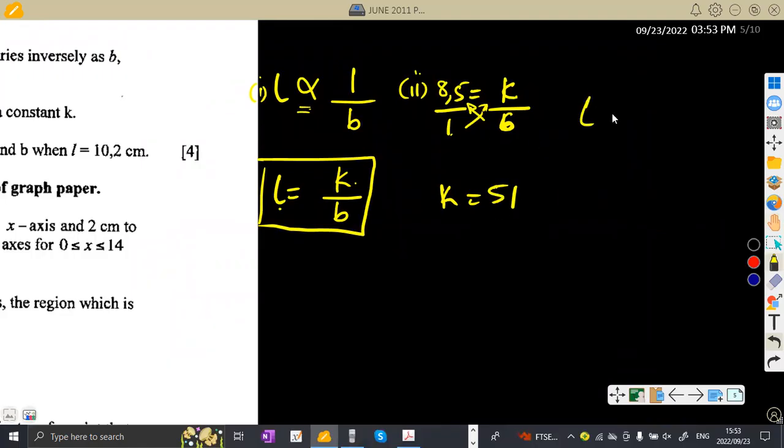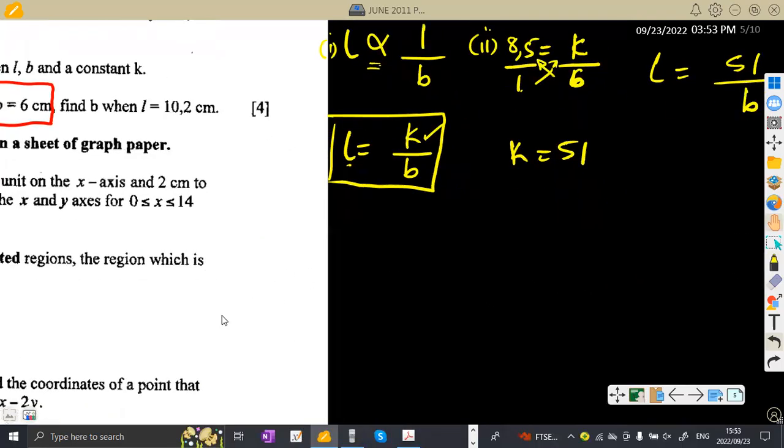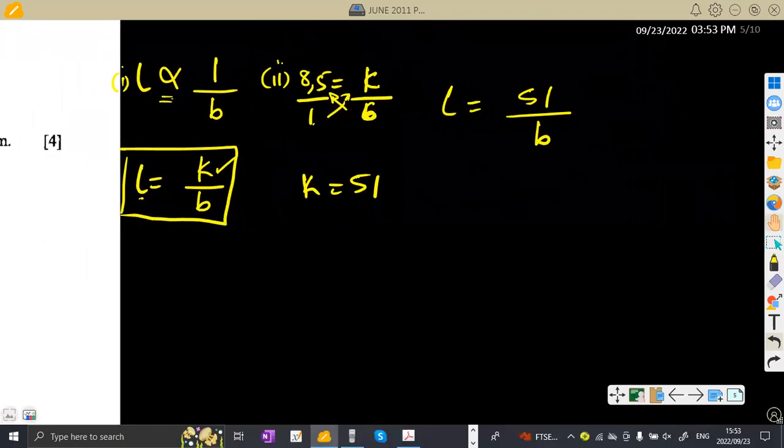So it means L is equal to, from this equation now, K, which we have found is 51, over B. So the question was for us to calculate the value of B. Find B when L is 10.2. You are given that L is 10.2, so in place of L, you are going to substitute 10.2. That is what the question is saying here. So 10.2 is equal to 51 over B.